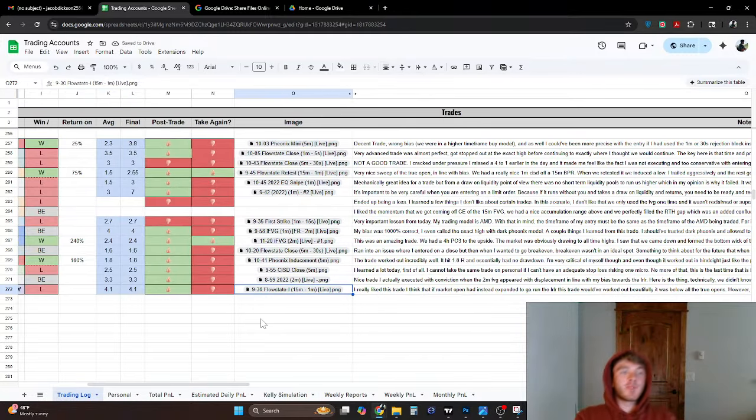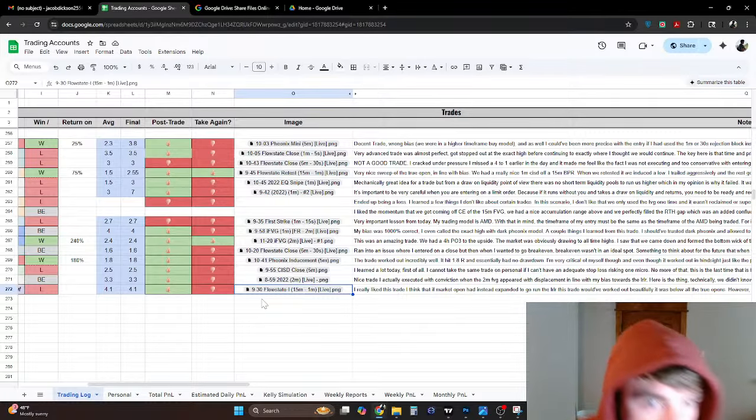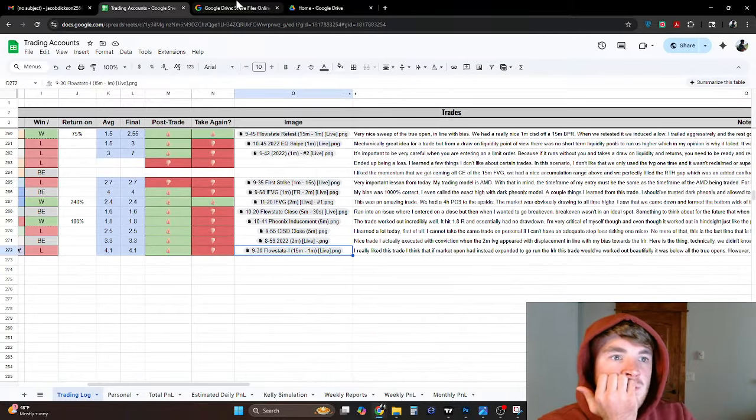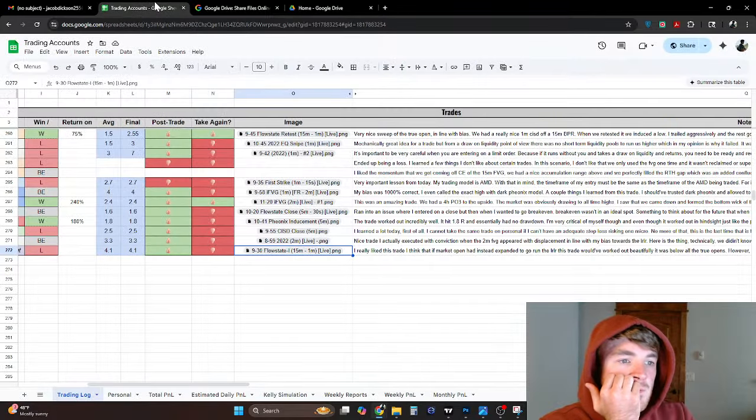So I'm going to merge Phoenix Inducement and Phoenix to be the same. I'm going to merge all of them actually. Phoenix Mini, Phoenix Inducement, and regular Phoenix to all just be called Phoenix. I'm going to merge Flow State Inducement and Flow State Retest to just be called Flow State. I like that. So I can just keep things simple. I'll think about it.